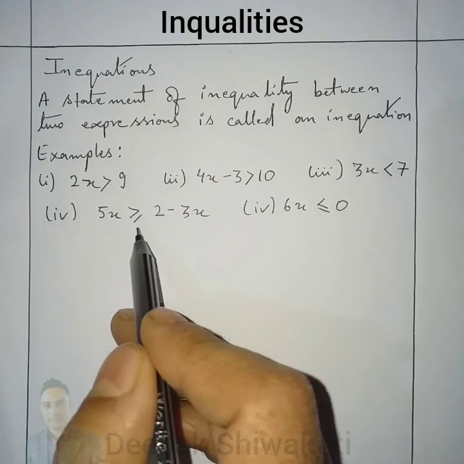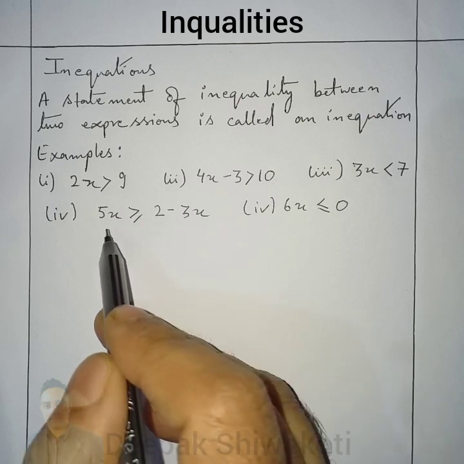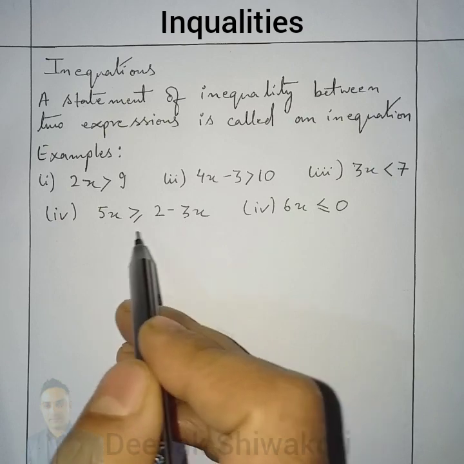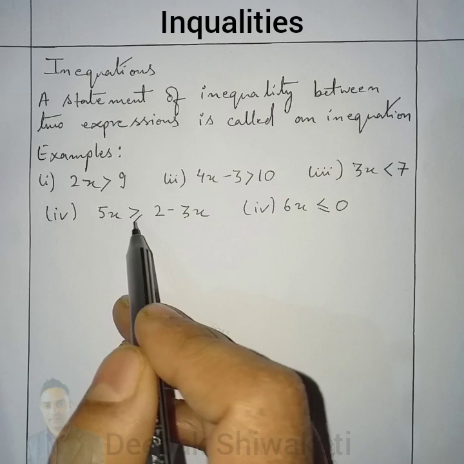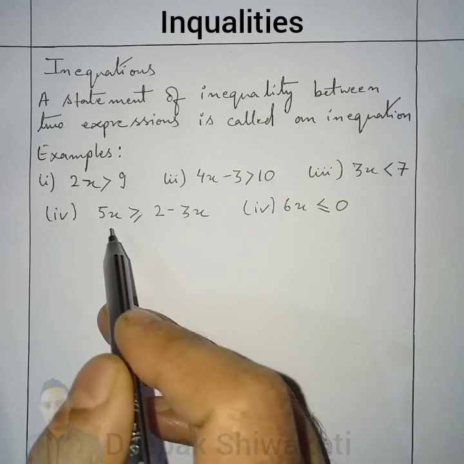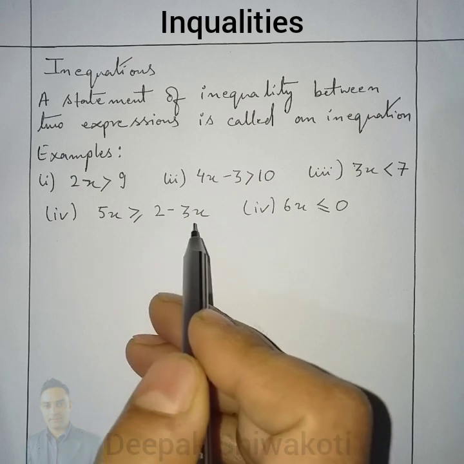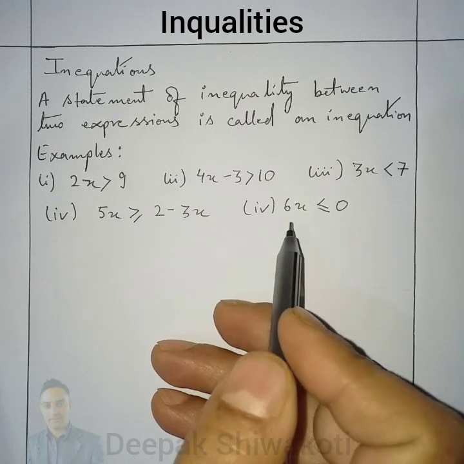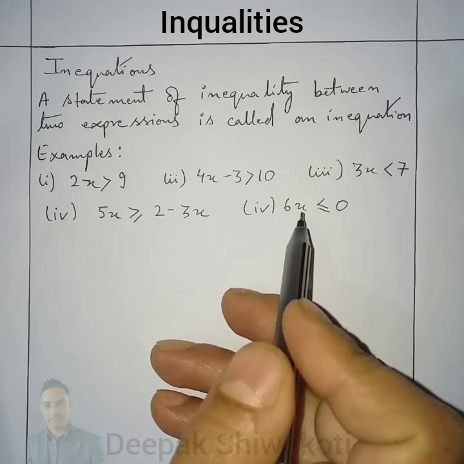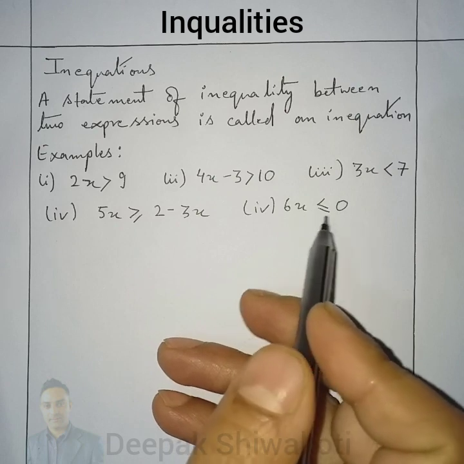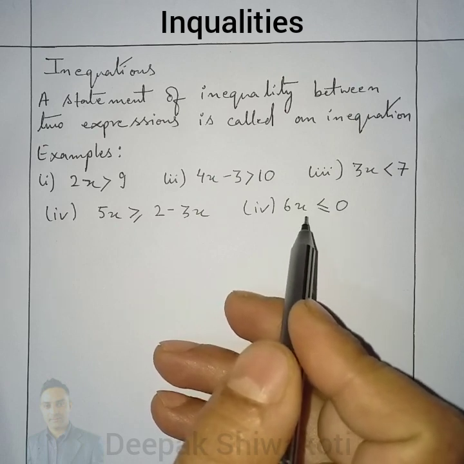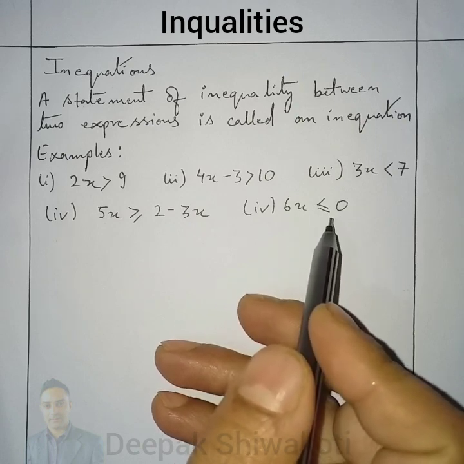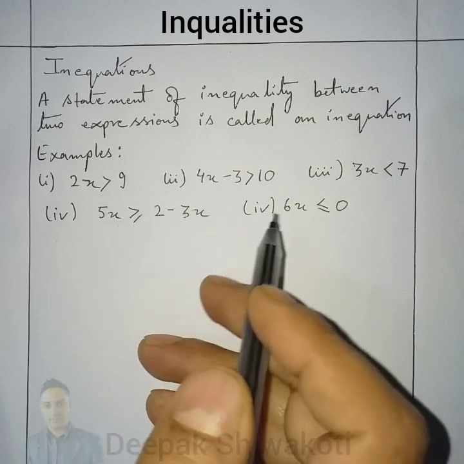5x is greater than or equal to 2 minus 3x. So here 5x and 2 minus 3x are the two expressions. This statement means 5x may be greater than 2 minus 3x, or 5x may be equal to 2 minus 3x. Similarly, 6x is less than or equal to 0. Here the two expressions are 6x and 0, so this statement means 6x is less than 0 or 6x is equal to 0. So these are the statements of inequality.